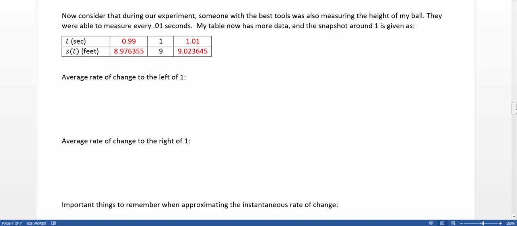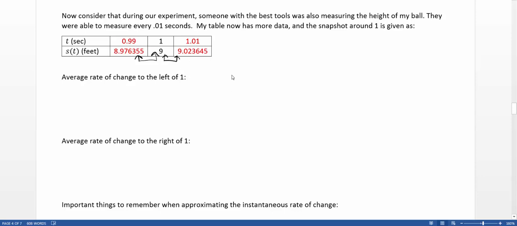So again, I could fill in the data for every 1/100th of a second, but that would make the table really, really big. So instead, I'm zooming in on what the data points around 1 would look like if I had measured every 1/100th of a second. So here, again, I want to do an average rate of change to the left of 1 and an average rate of change to the right of 1. And if we're going every 1/100th of a second, that's going to be really, really close.